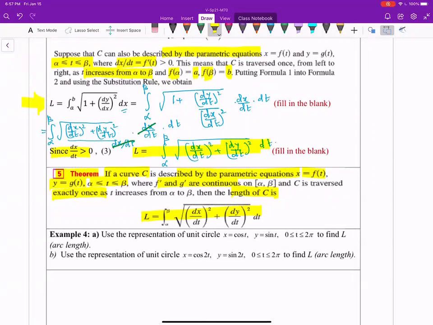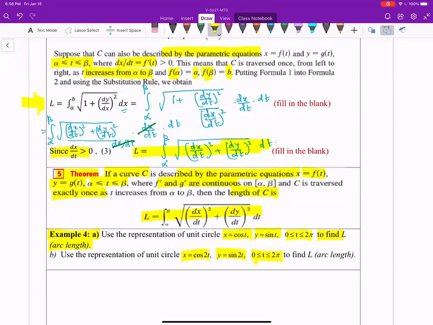We will use this result for example 4. Use the representation of the unit circle x equals cosine t, y equals sine t, where t lies between 0 and 2 pi, to find L. Use the representation of the unit circle x equals cosine t, y equals sine 2t, where t lies between 0 and 2 pi, to find the length L. So we have done these two problems.